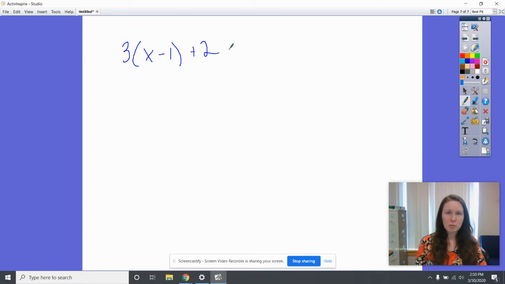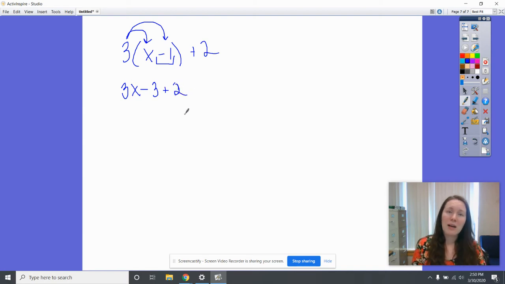Well, when I distribute, I only distribute that 3 on the outside of the parentheses to everything inside the parentheses. So I'll do 3 times x, which is 3x, and 3 times the negative 1, or minus 1, which gives us a minus 3. I do not do 3 times 2, because the 2 is not in the parentheses. The 2 is just here, and so I just put plus 2.